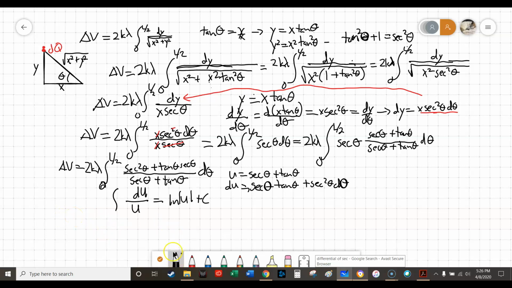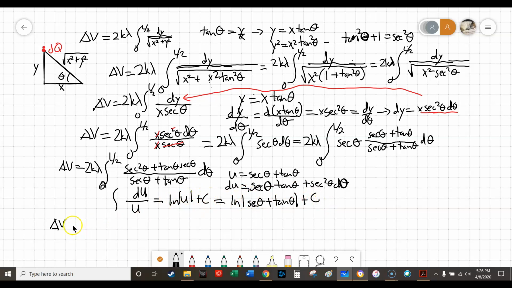But anyways, we now know what the integral of this is, right? So delta V. Okay, so if I allowed this to pop back out, now substituted in my u for here, we'd have the natural log of u, which is secant of theta plus tangent of theta, right? Plus c, right? And that should be plus c.